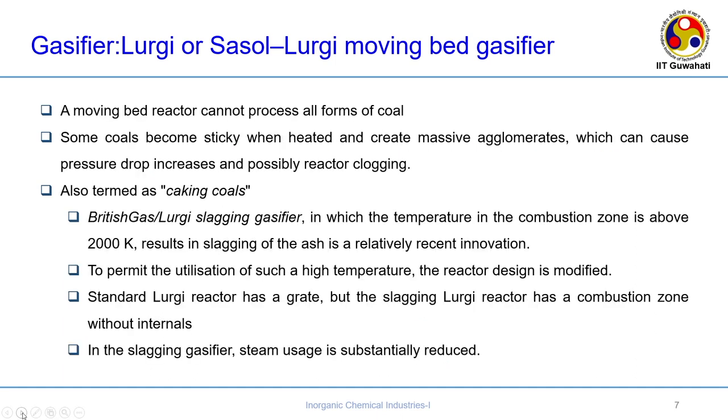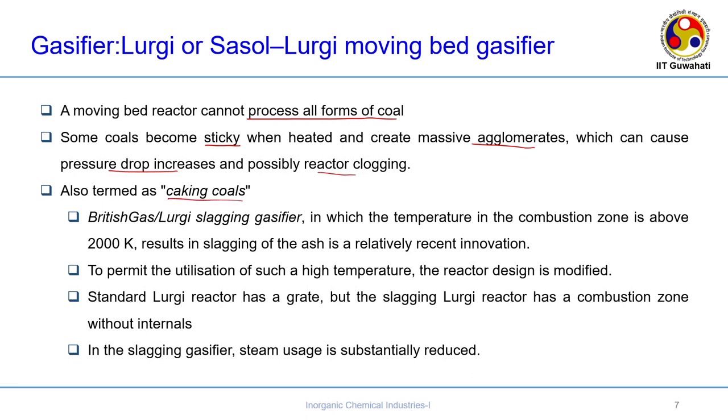Going on with the disadvantages, what is that? It cannot process all forms of coals. There is a concept of whether the coal is reactive or unreactive, because some coals become sticky when heated and create agglomerates. If there are agglomerates, they will never be able to pass through the entire gasifier. It will block because the rotating grate will be blocked. Obviously it increases the pressure drop and possibly causes reactor clogging. Those coal particles which are sticky are known as caking coals because they form cake.